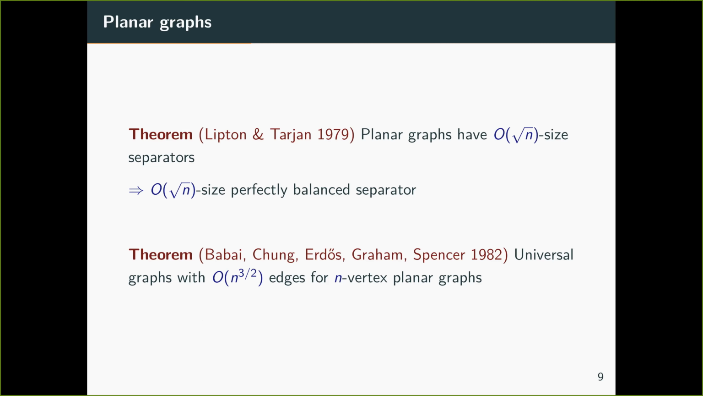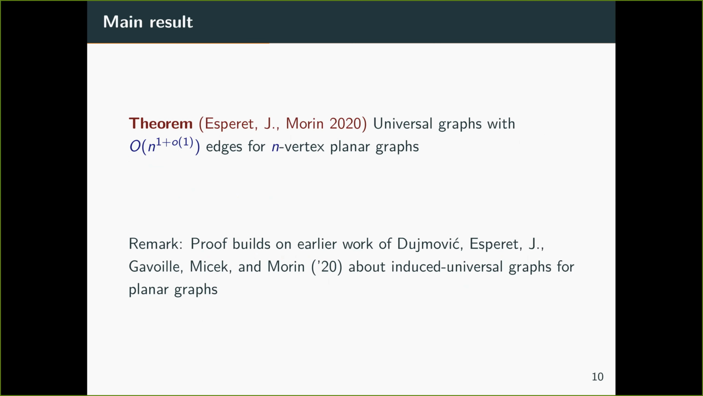That's what we did together with Louis Esperet and Pat Morin, but it builds heavily on an earlier paper of ours with a superset of the authors, which I'm going to talk about later in this talk. That work was about induced universal graphs. I'm going to get to that later. Our main result is that for n-vertex planar graphs, there is a universal graph with a near linear number of edges. And I'm going to be more precise about this later.